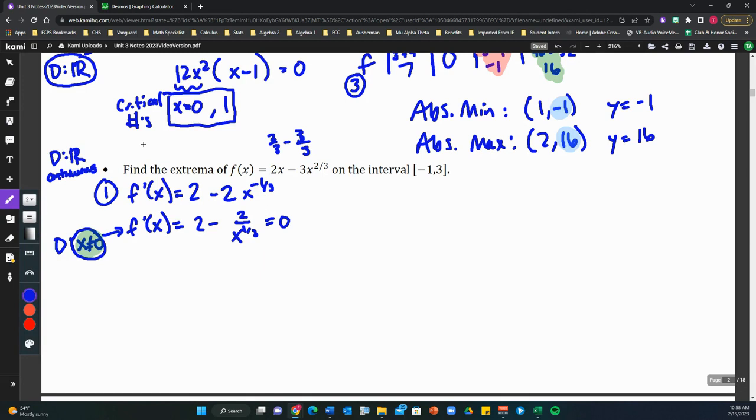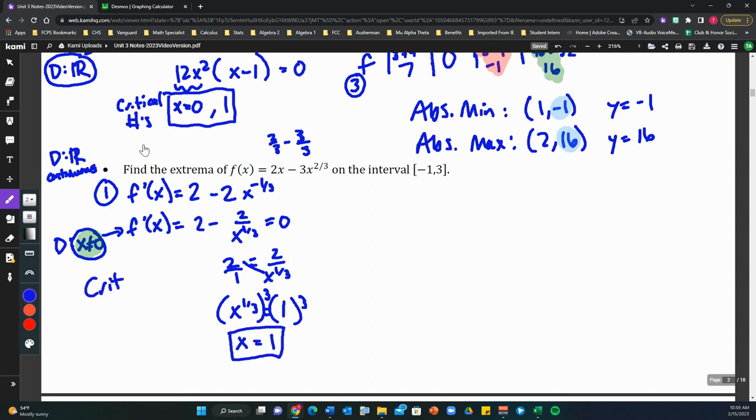So we have where f prime is undefined. Now we're going to set it equal to 0 and solve. So I'm going to move the fraction over. So 2 equals 2 over x to the 1/3. This is really a proportion, so I'm just going to exchange on the diagonals. I get an equivalent form, just a lot faster. So we end up with x to the 1/3 equals 2 over 2, or 1. And then to get rid of a cube root or a fractional exponent, we just raise both sides to its reciprocal. So we're going to cube both sides. So we get x equals 1 cubed, or 1.